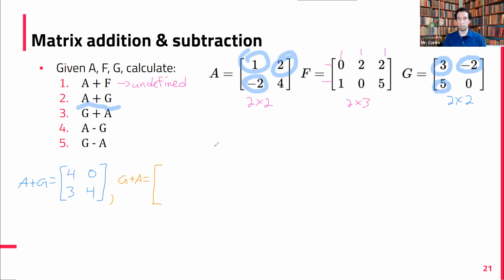What do you think the result will be? The same. Okay, so 4, 0, 3, and 4. This should not be surprising because 2 plus 3 is the same as 3 plus 2. With addition, we can switch the order and nothing changes.